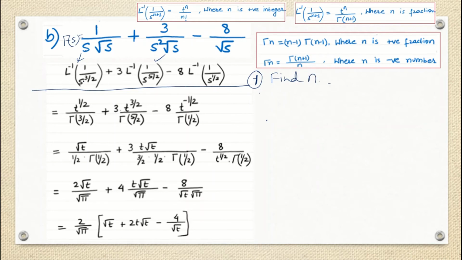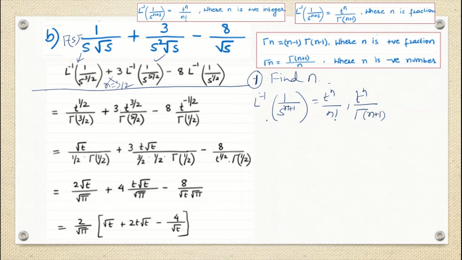I have seen students, when they see the scenario 1 by s to the power 3 by 2, write that n is 3 by 2. But this is not correct. Here n is not 3 by 2. What is the reason? Because see the general form. We are finding the Laplace inverse of 1 by s to the power n plus 1, not 1 by s to the power n. And this gives us t to the power n by factorial n if n is a positive integer, or t to the power n by gamma n plus 1 if n is a fraction.